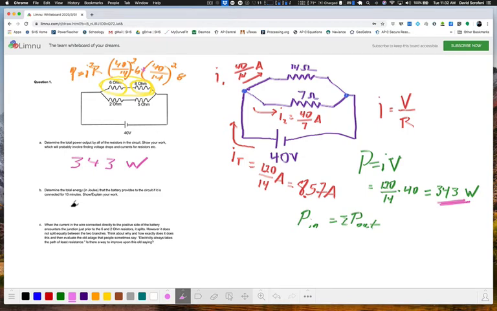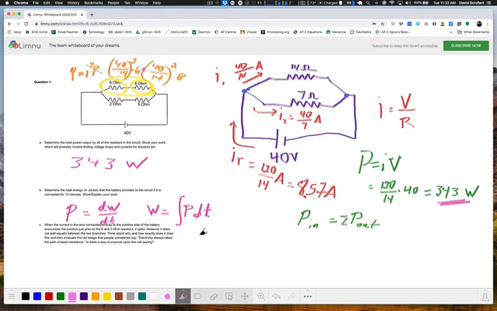If I want the total energy that's been provided by the battery in 10 minutes, if you recall that power is just simply work, the rate of doing work with time, like so, then we can say that W is the integral of power with respect to time, like so, dt. But in this case, the power is constant. It's not a function of time, so I don't actually have to worry about integrating. This just kind of collapses to multiplication.